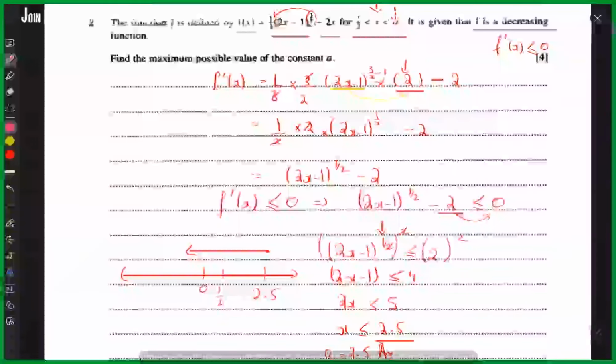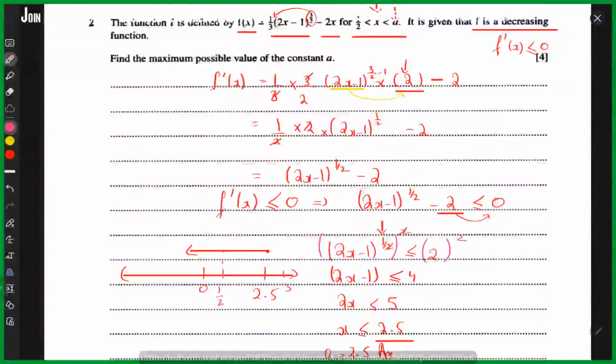Now I can't say that the other value is 3 because of this logic, because we got that if f has to be a decreasing function, it has to be less than or equal to 2.5, and we were supposed to write down the maximum possible value, so that is going to be 2.5. Okay, miss, got it. Perfect. So it's going to be 2.5.